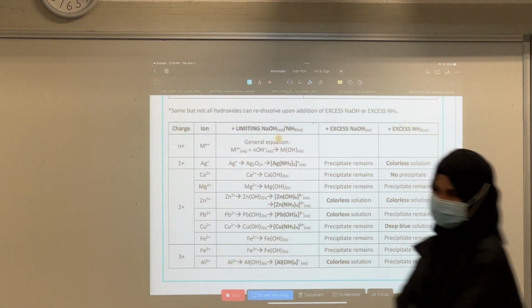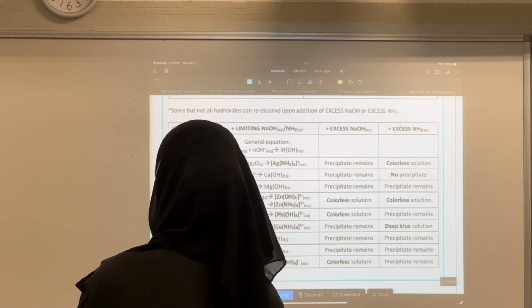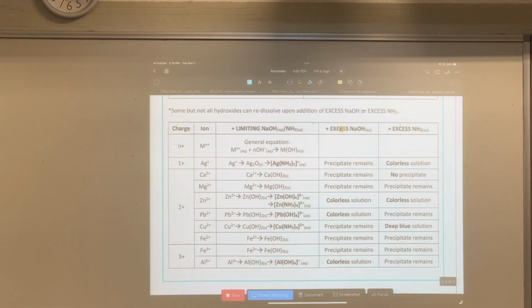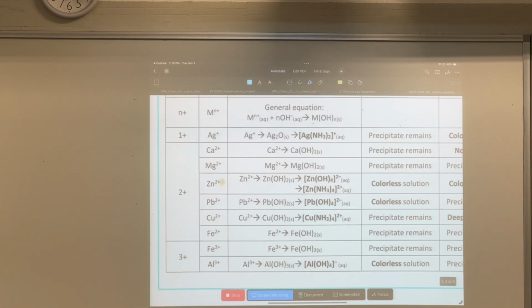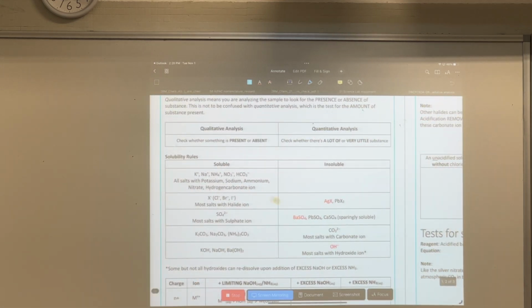So you need to remember all these. Like which precipitate will dissolve in excess NaOH or excess ammonia, and also their color. If you really must guess, most of the precipitates here are white. But some are blue, like copper(II) hydroxide is blue, and iron(III) hydroxide is brown, iron(II) hydroxide is green. Most of the other hydroxides are all white. And then you will have to know these solubility rules.